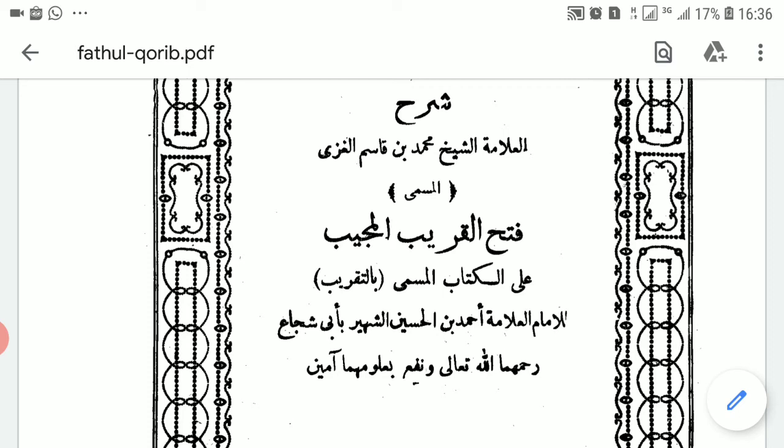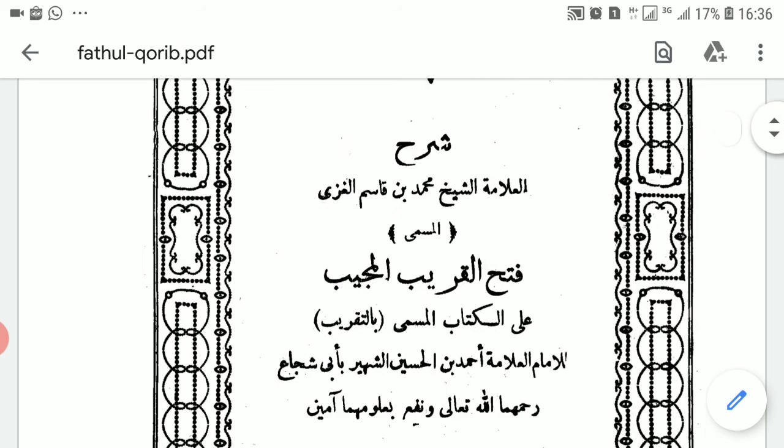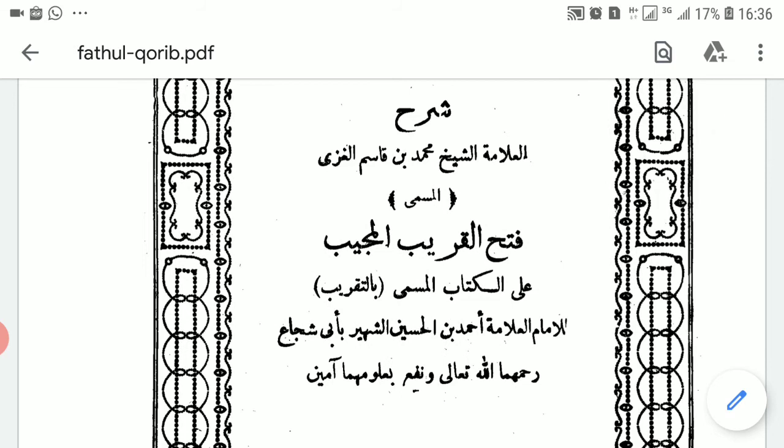Today I'd like to read a kitab named Fathul Qorib. Yeah, this is the cover of the kitab. This kitab is written by Imam Ahmad bin Hussein, who is popular as Abi Suja. And this kitab is actually a syarah of Kitab Taqrib, which is written by Sheikh Muhammad bin Qasim Al-Ghazi. Syarah means more or further explanation of the previous kitab.